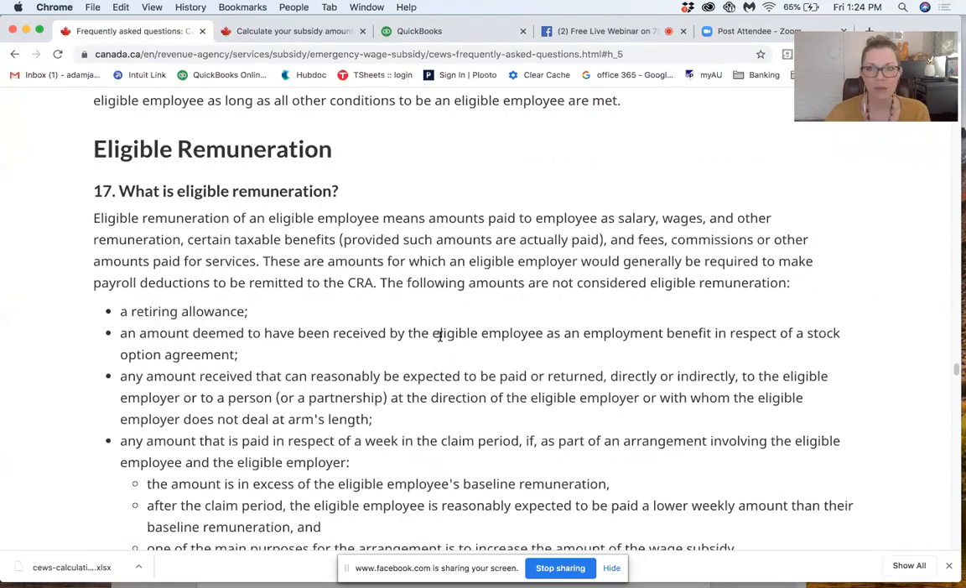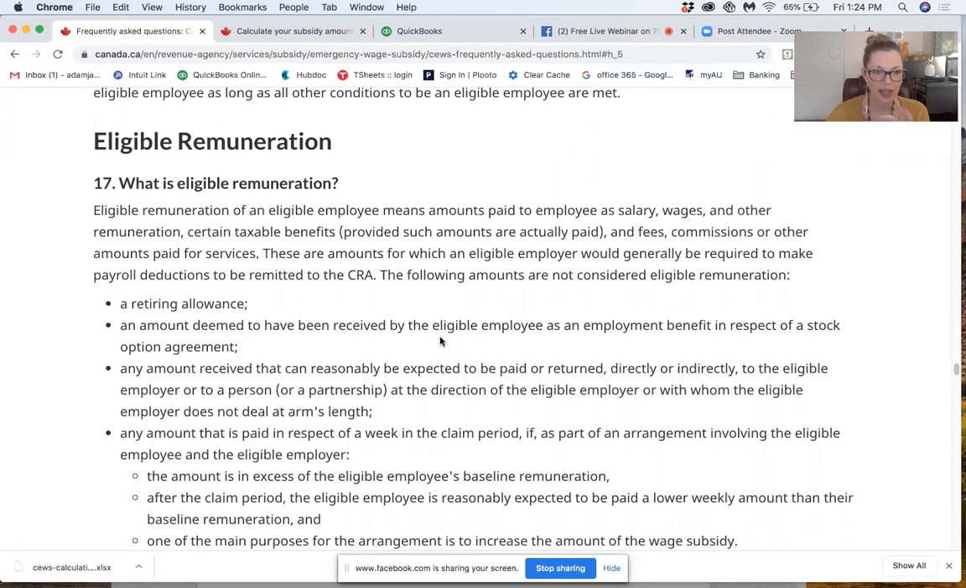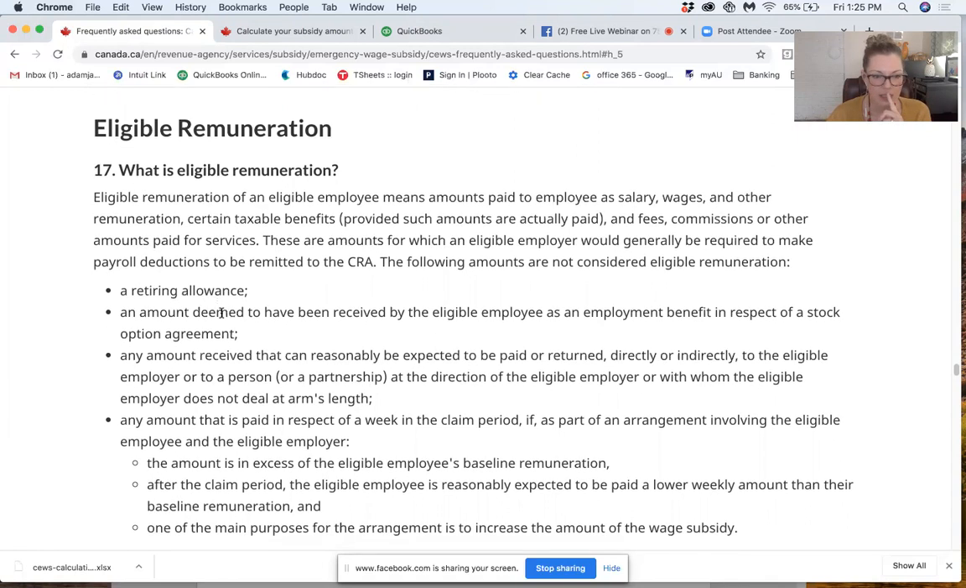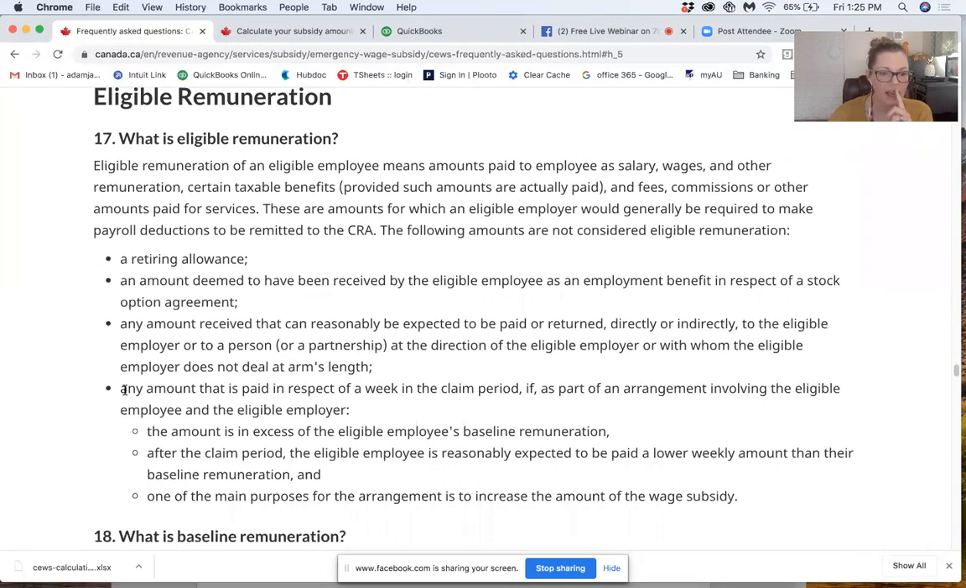So it's not quite as simple as it might originally seem. And I will get into what to actually do. But then for the current earnings, where does it say? There's a sentence in here. Okay. Any amount that is paid in respect of a week in the claim period, and then blah, blah, blah. So the amount has to be paid, but it's in respect of a week in the claim period.